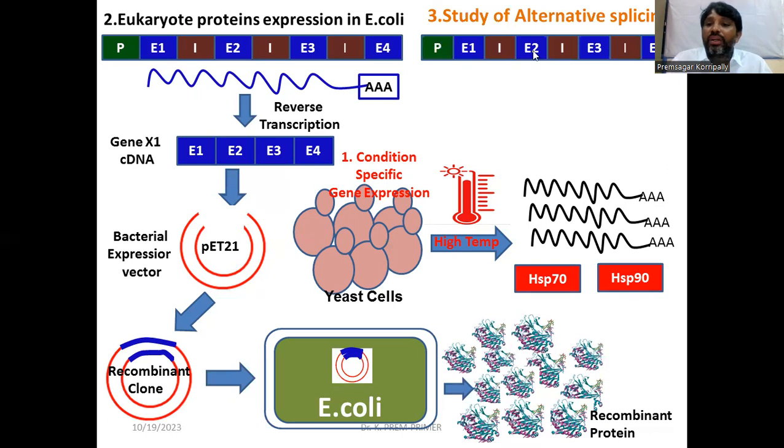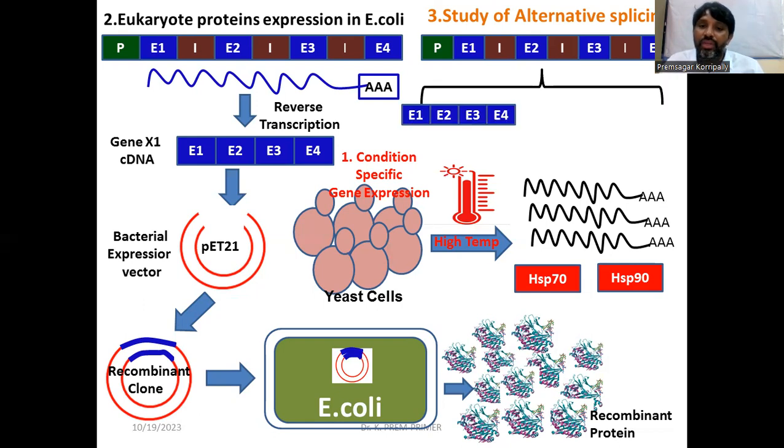And study of alternative splicing. So one gene codes for more than two mRNAs, you see. And their mRNAs, this is E1, E2, E3, E4. It is having all four exons. But the other one is having only E1, E2, and E4. E3 is not there. So you can see, when you screen the cDNA library, there is a possibility to get the alternative splicing variants of the gene. These are the different applications of cDNA library.